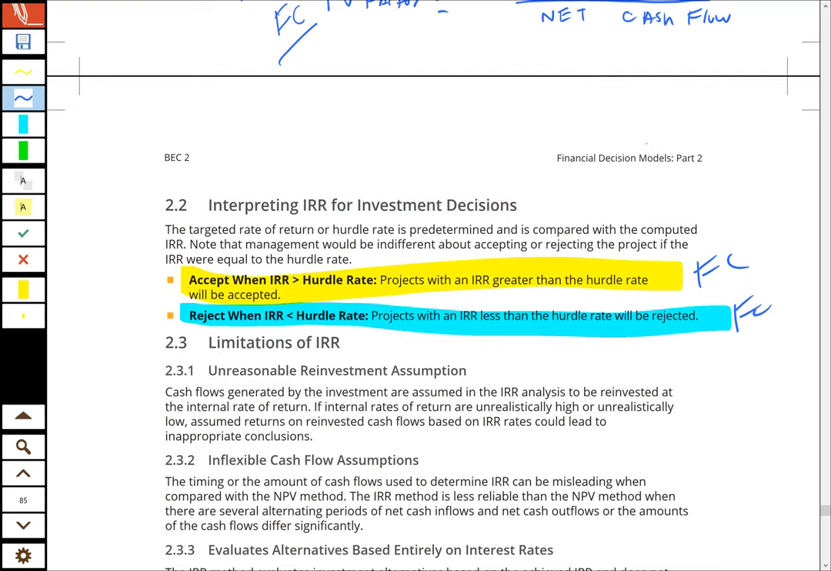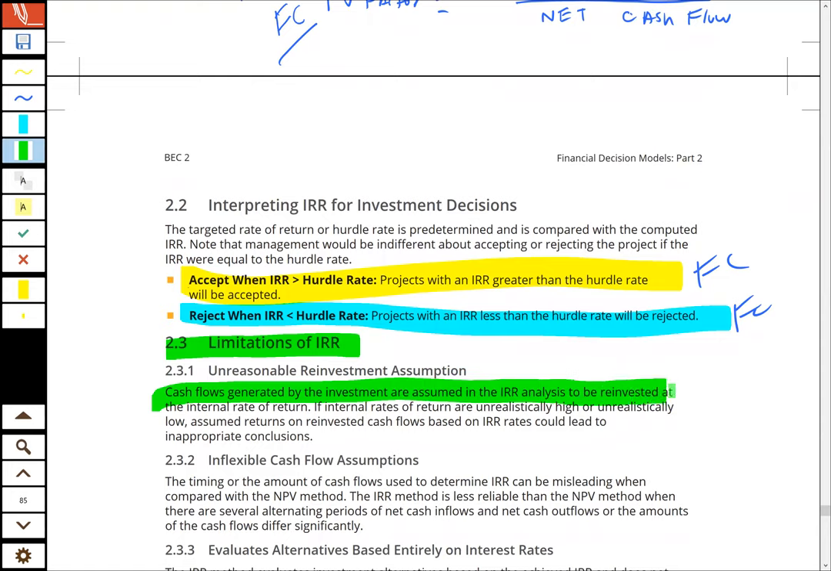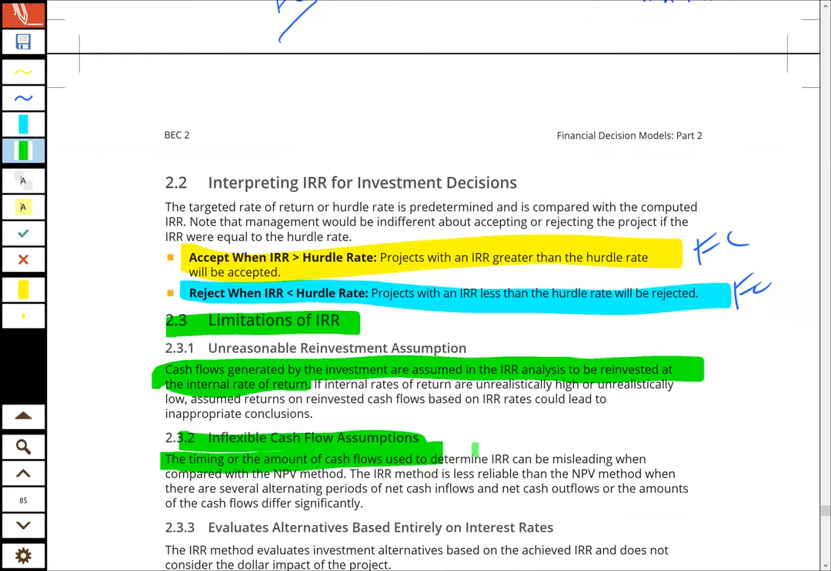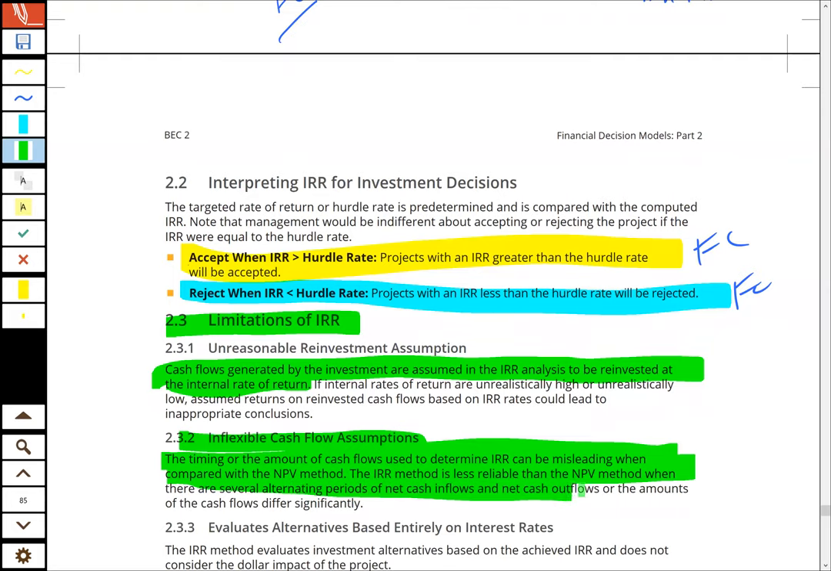One of the limitations, and I'm not ignoring your question because it feeds into what they're saying next. The limitation is that cash flows generated by the investment are assumed in the IRR analysis to be reinvested at the internal rate of return. And inflexible cash flows, which addresses your question. The timing or the amount of cash flows used to determine the IRR can be misleading when compared to the net present value method. IRR is less reliable than net present value when there are several alternating periods of net cash inflows and net cash outflows.